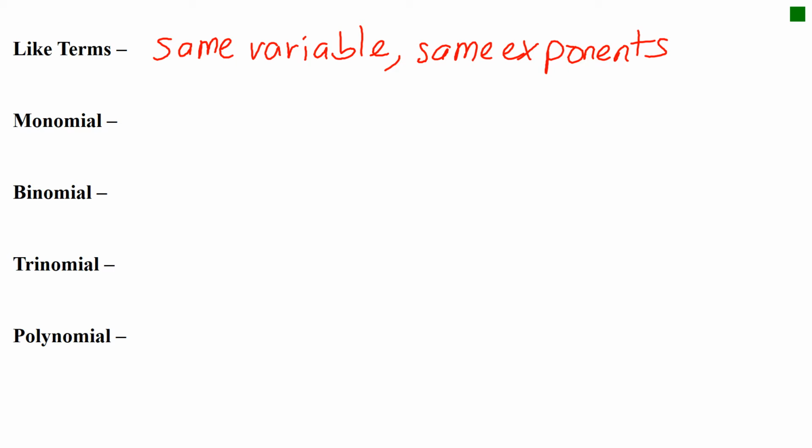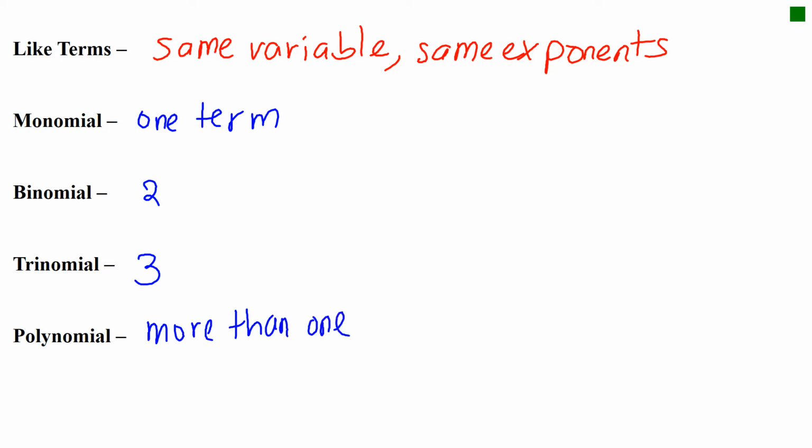Monomial just means we have one term. Binomial obviously means we have two. Trinomial means we have three terms, and then poly just means more than one. So technically, a binomial and a trinomial would be considered polynomials. When we call them binomial or trinomial, we're just being a little bit more specific to let you know, hey, there's two terms or there's three terms, and so on.